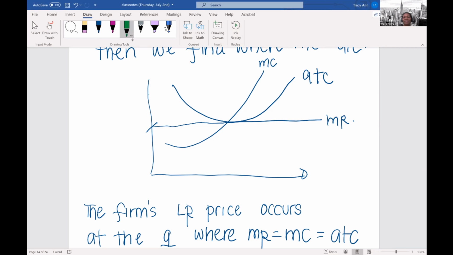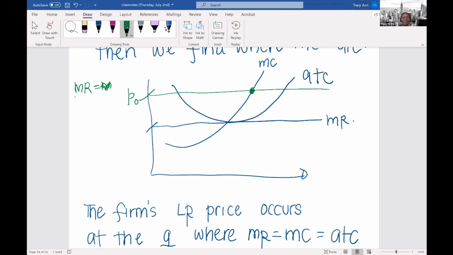So let's say, for example, at this price, marginal revenue is equal to marginal cost. Let's just say this is our P0. At P0, marginal revenue is equal to marginal cost, but price is greater than average total cost, right? So we know that it's not the situation we're looking for.